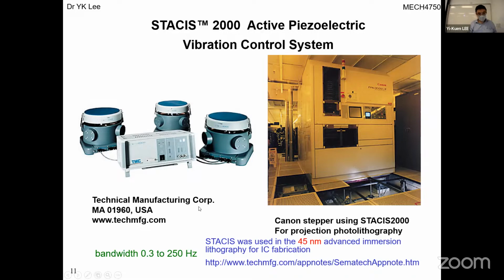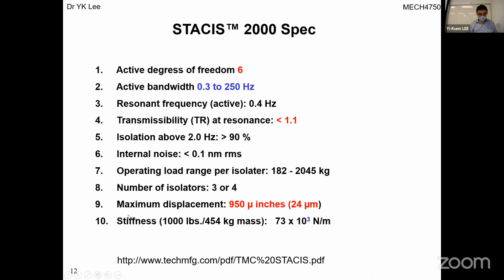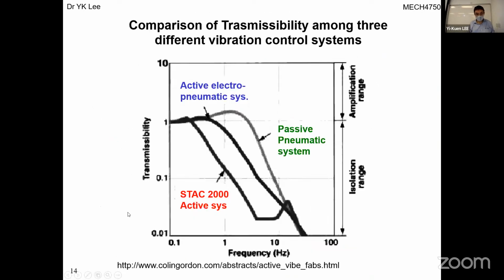I will say this becomes one very important thing. Now, here I show you a comparison of three types of vibration control system: an active electro-pneumatic system, the response, and a passive pneumatic system. So of course, you can see the vibration amplitude.